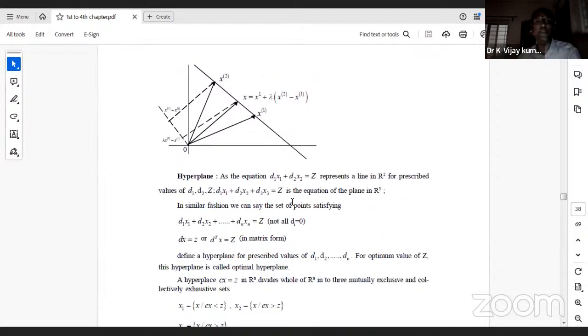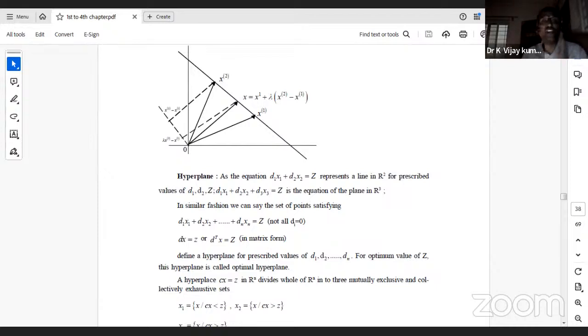So this is a hyperplane. As the equation we are taking here, d1x1 plus d2x2 plus d3x3 is equal to z. This is the equation of a plane.